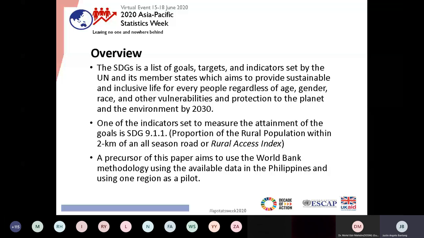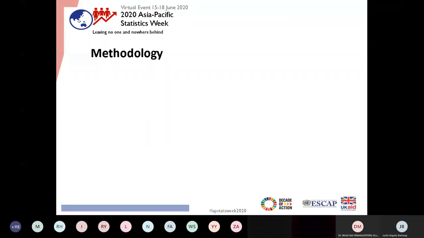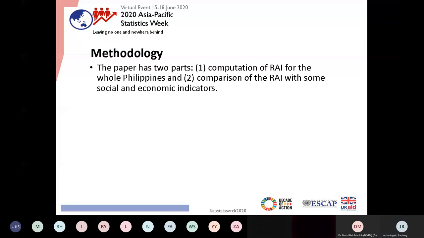A precursor of this research aims to use the World Bank methodology using the available data in the Philippines and use one region as a pilot study. For the methodology, the paper has two parts. The first one is the computation of the Rural Access Index for the whole Philippines, and the second part would be the comparison of the computed RAI with some social and economic indicators.